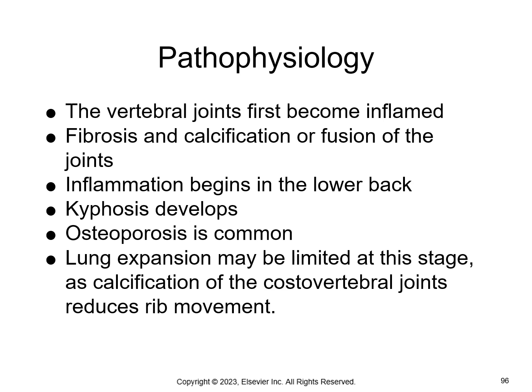Inflammation begins in the lower back at the sacroiliac joints and progresses up the spine, eventually causing a typical poker back. Kyphosis develops as a result of postural changes necessitated by the rigidity and loss of normal spinal curvature. Osteoporosis is common and can contribute to the kyphosis because of pathological compression fractures of the vertebrae. Lung expansion may be limited at this stage as calcification of the costovertebral joints reduces movement of the ribs.